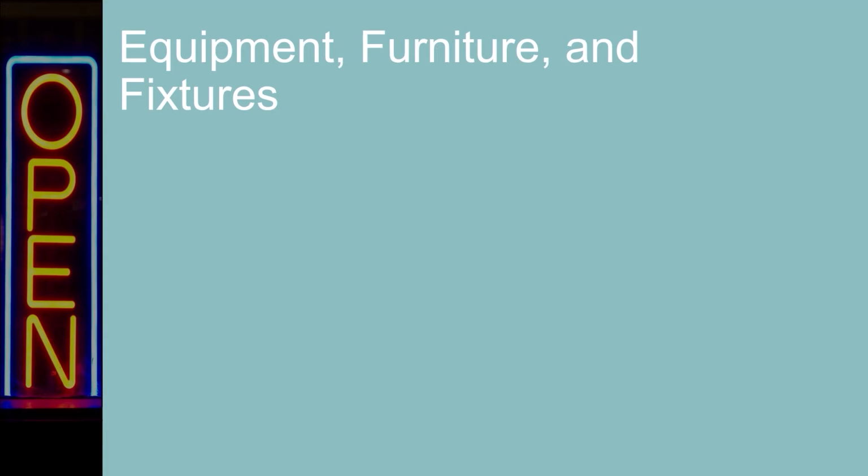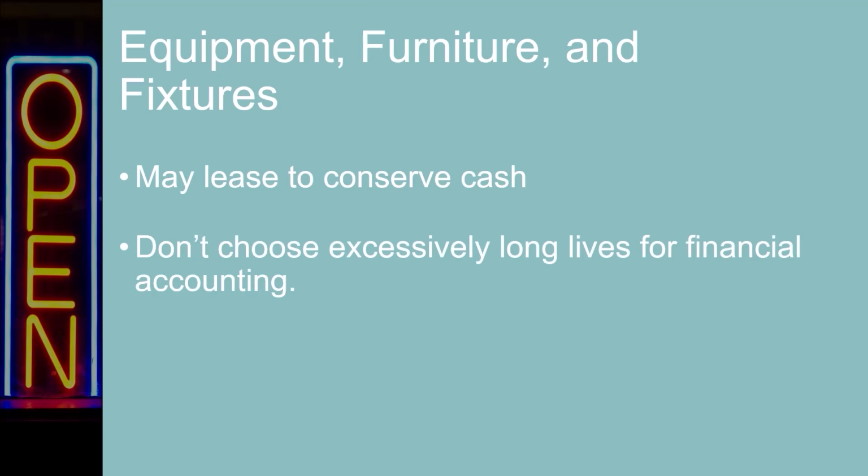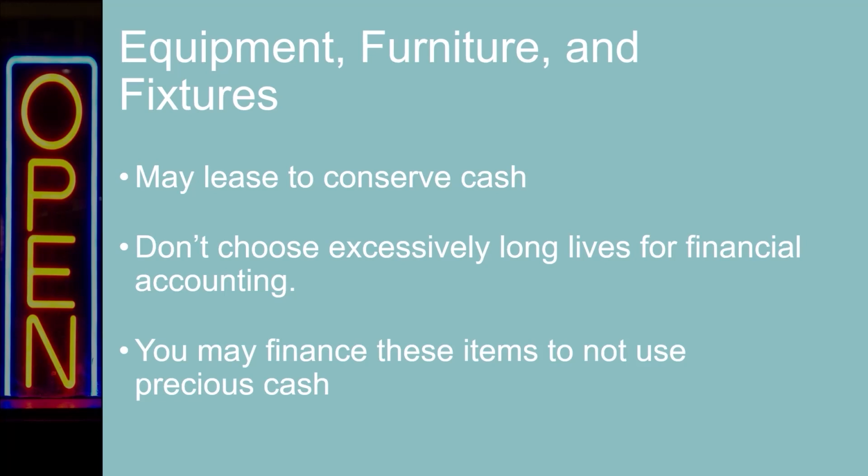Many of the things I said in the building section apply to equipment, furniture, and fixtures. Specifically, financial staff may be asked to analyze whether to lease or buy these items. You may choose to lease, even if it's more expensive, to conserve cash in the near term. Don't choose excessively long lives for these assets for financial accounting. If their depreciation lives are too long, you'll have to take some losses when you replace them. You may finance these items to not use precious cash for them. The financing could come from a bank or a vendor.